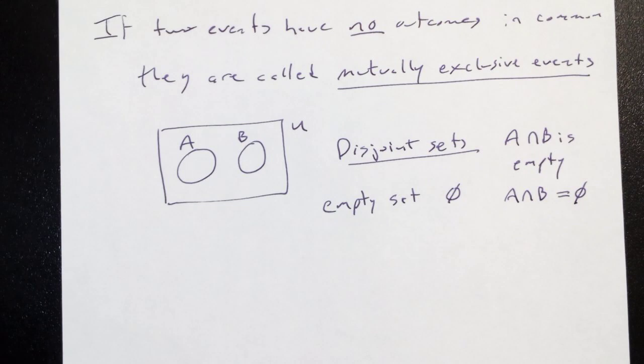So the chance that my card is red is 26 out of 52. What's the chance my card is a club? 13 out of 52, because there are 13 clubs, right? What's the chance my card is a red club? Zero, because there are no red cards in the set of clubs. There are no clubs in the set of red cards. We're exactly in this situation.